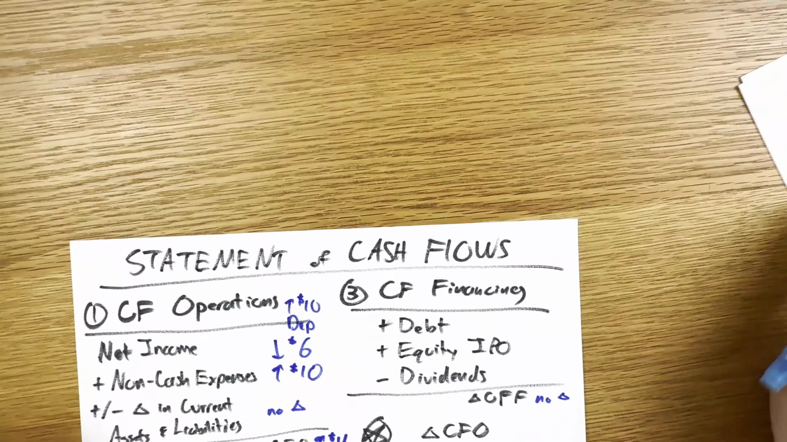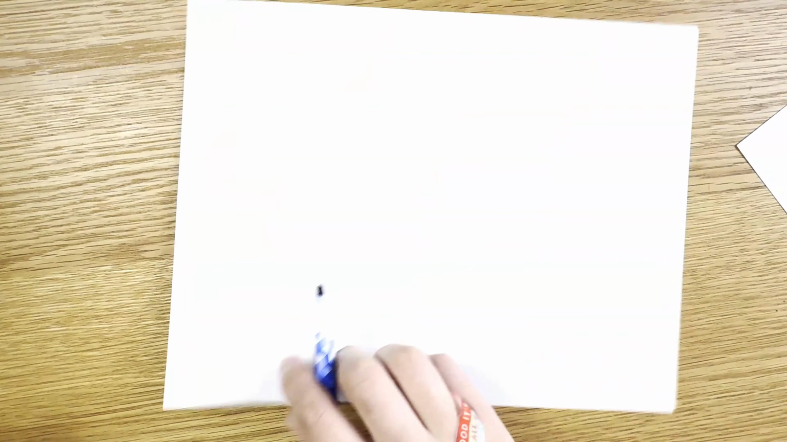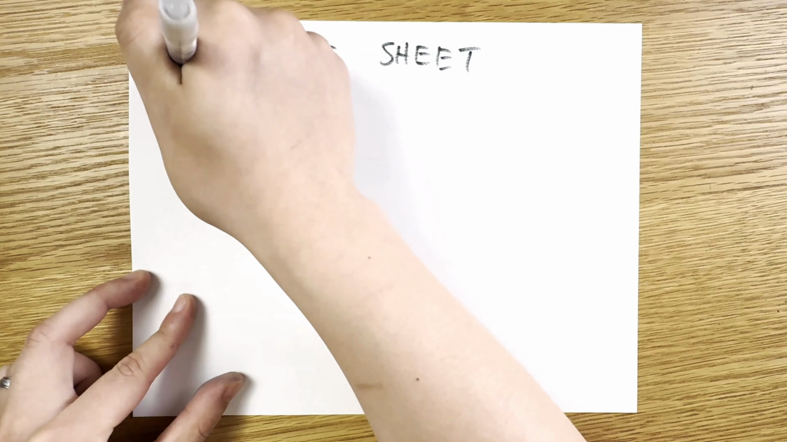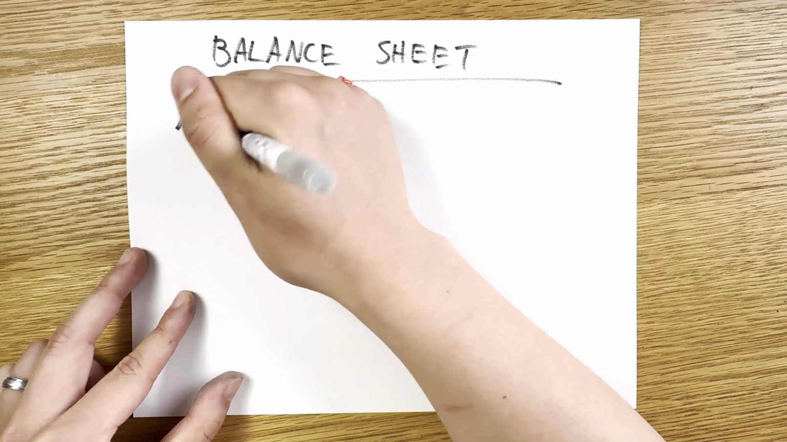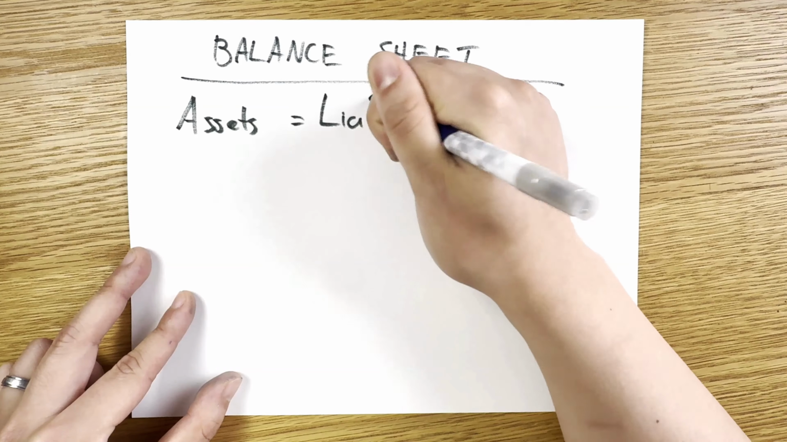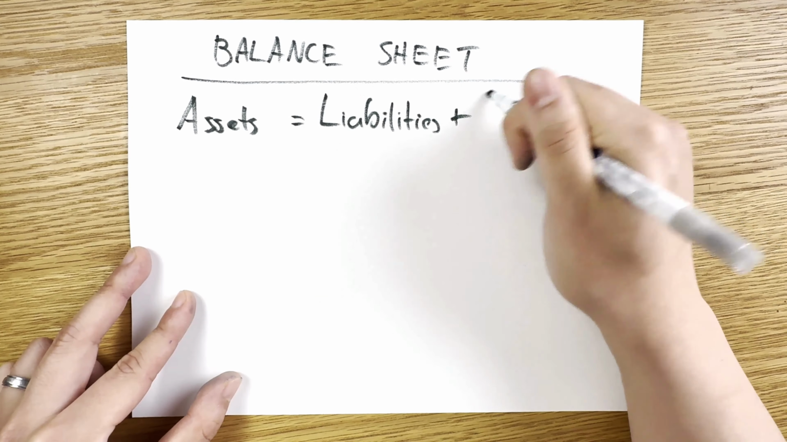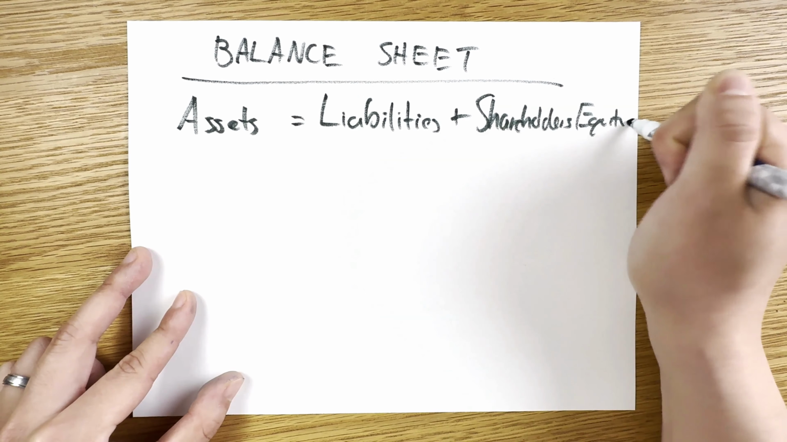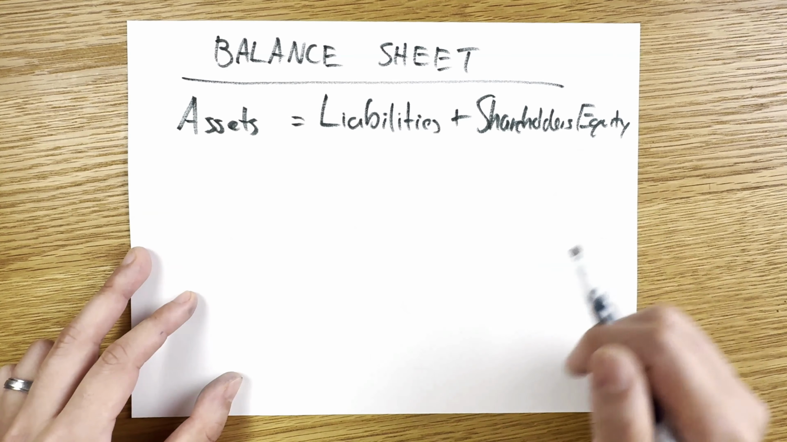Great. Now we can finally wrap up on the balance sheet. The golden rule with your balance sheet is that it balances. And the formula is your assets is equal to your liabilities plus your shareholders' equity. Okay, let's talk about each of these categories.